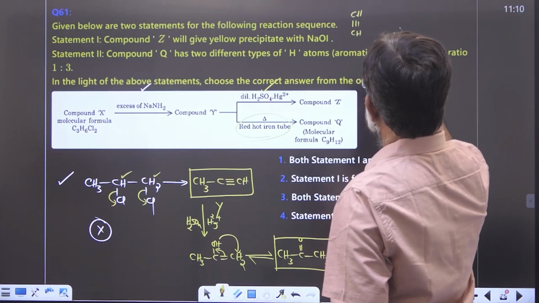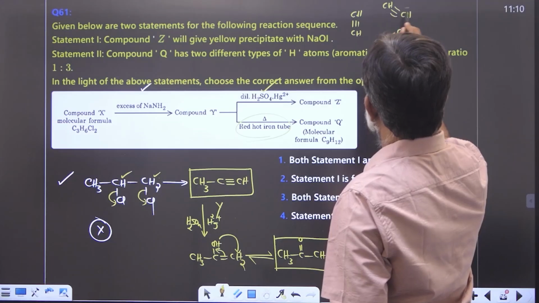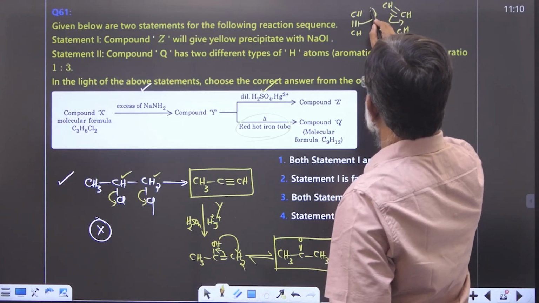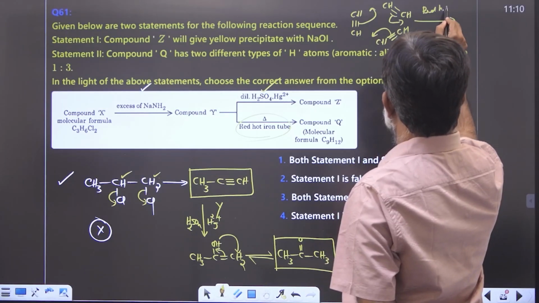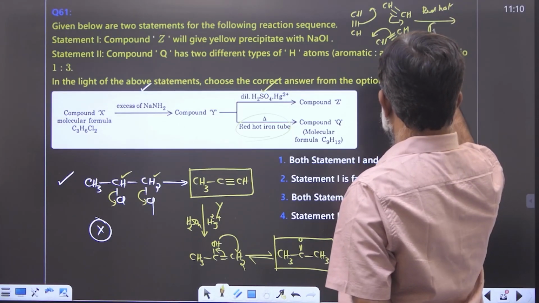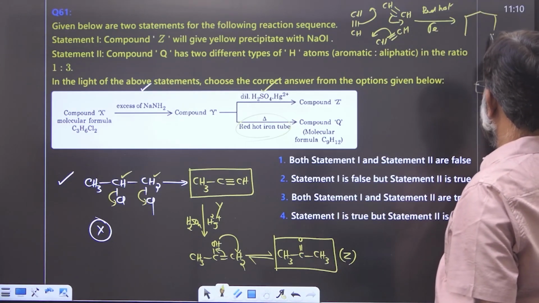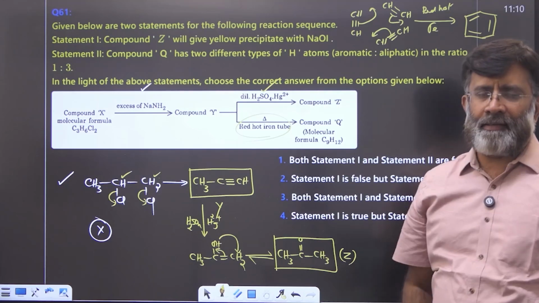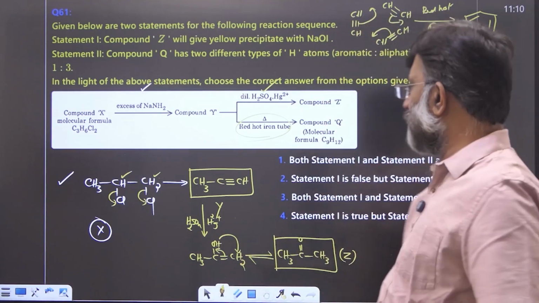This is ethyne undergoing cyclic trimerization. One bond switched here, one bond switched here, one bond switched here when treated with a red hot iron tube. When treated with a red hot iron tube, you will get benzene. Cyclic trimerization of ethyne.